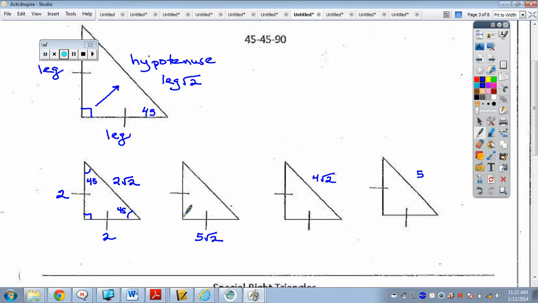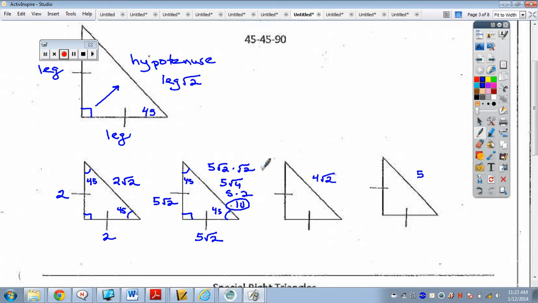The second example, here's my 90-degree angle. Here are my two equal angles, which are both 45. So again, this is my leg, which makes this the same measure because both legs are equal. And then you're going to take one of the legs, multiply by root 2 to get the hypotenuse. This ends up being 5 root 4. The square root of 4 is 2. So it's 5 times 2, which is 10. So the length of the hypotenuse is 10.